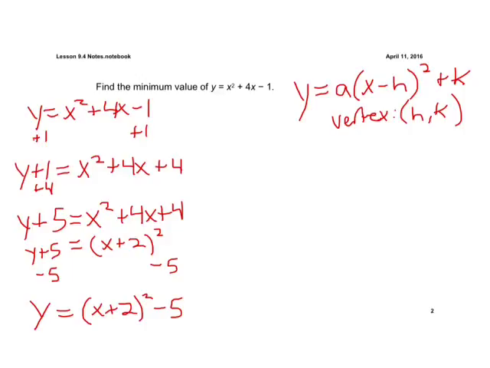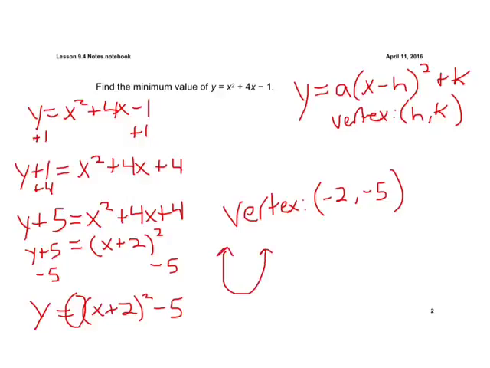To find our vertex, we said it was h, k, and we thought opposite. So our vertex is going to be negative 2, negative 5. We see that a is positive in this case because this number is a 1 here, which is a positive 1. So we know that's going to open up, so it's going to have a minimum. And if we remember, if we have a parabola that opens up, our minimum is our y value. So our y value is negative 5. So we have a minimum of negative 5.